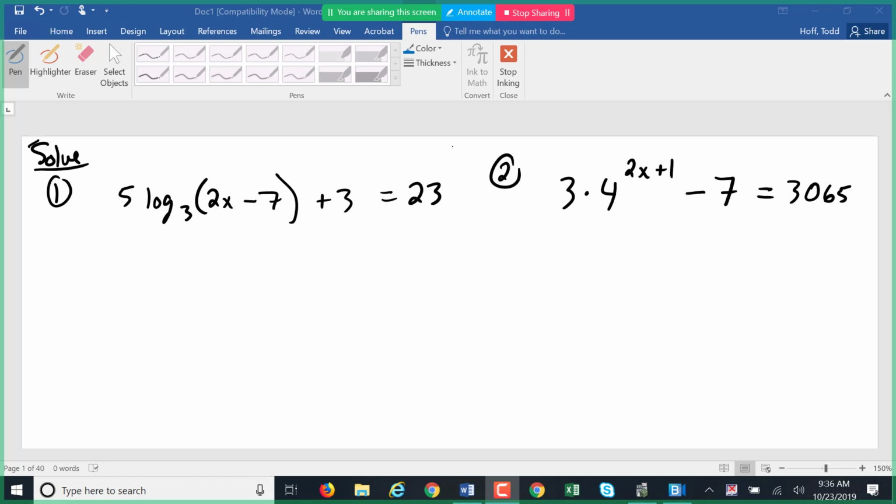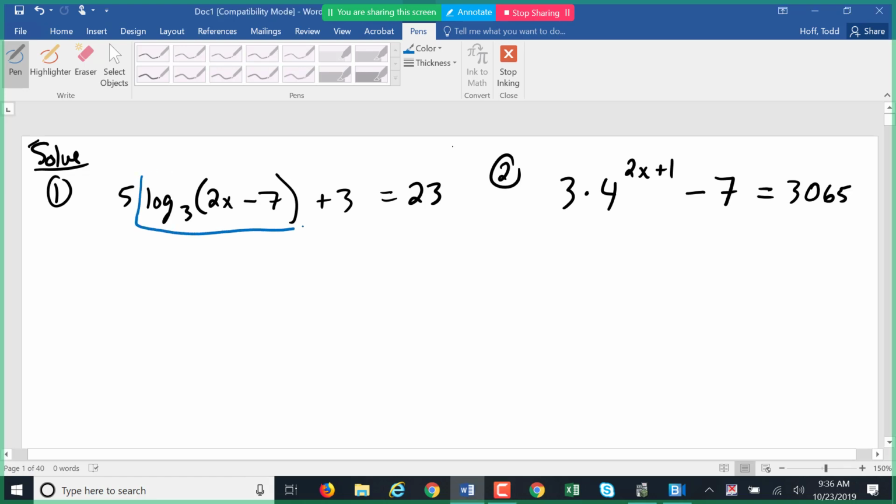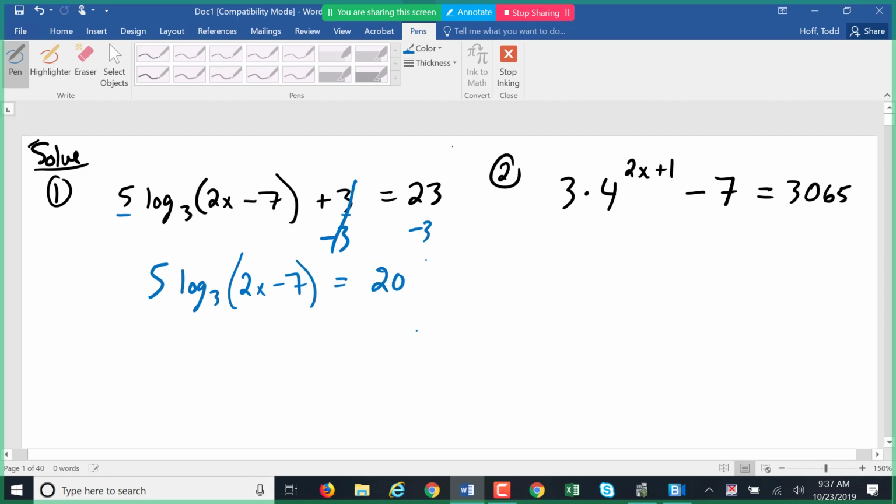So for number one, in either case, whether it's a logarithmic or an exponential equation, the first thing we have to do is isolate the logarithm or the exponential. So in number one here, this is the logarithm. We have to isolate that first. So we've got to get rid of the 3 that's added and the 5 that's multiplied. So we will subtract the 3, just like solving a regular equation. So we've got 5 times the log base 3 of 2x minus 7 equals 20.